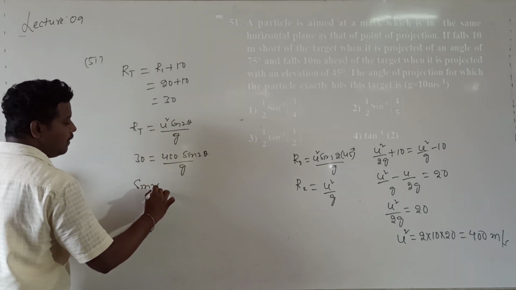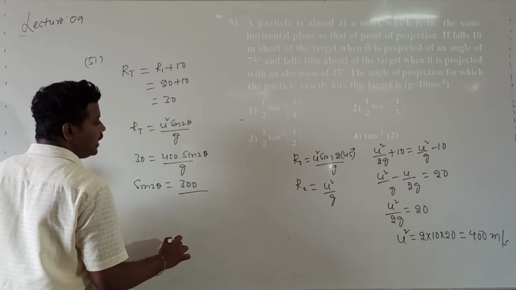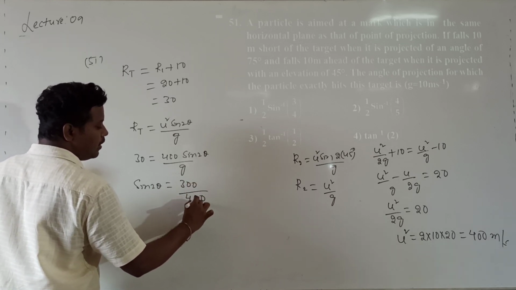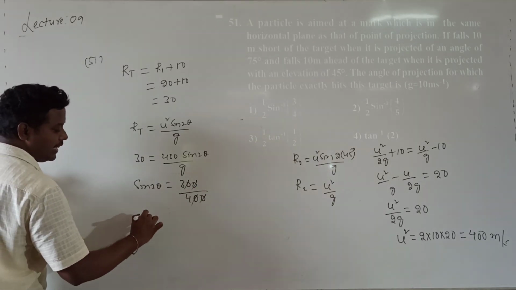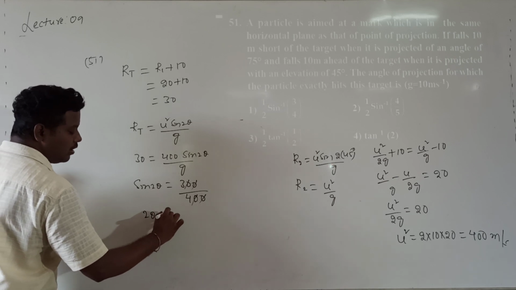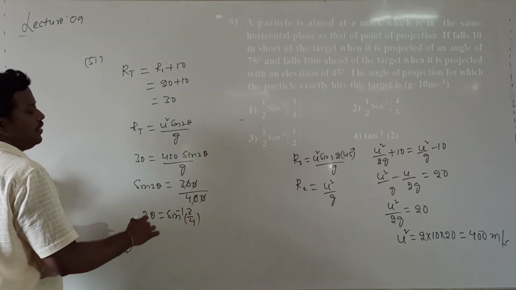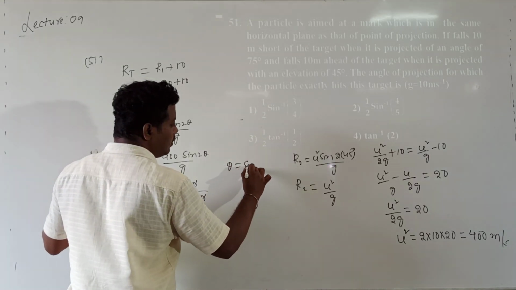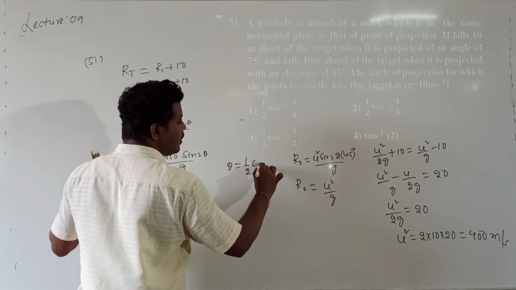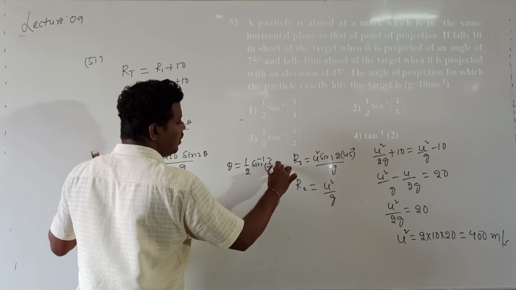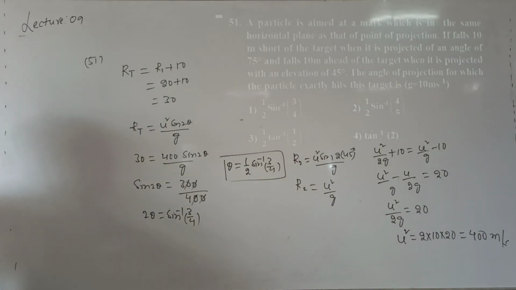Then what I will get? Sine 2 theta value is equal to 30 into, can I multiply with the G? So that is 300 divided by 400, zeros cancel. So what is sine 2 theta? 3 by 4. Then 2 theta is equal to sine inverse of 3 by 4. Then what I will get as the answer for theta? Theta is equal to 1 by 2 into sine inverse of 3 by 4. Important question. Okay? So that is question number 51.